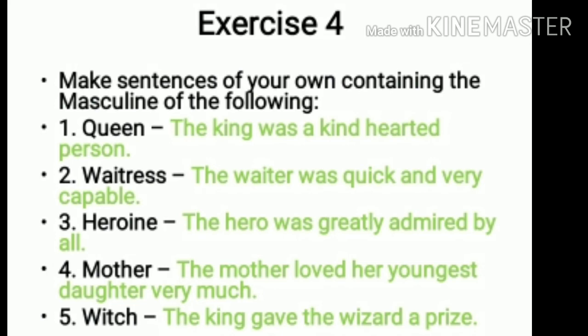So the opposite gender we have to write. Heroine is given, so we make a sentence with hero. Fourth is mother. Now we make a sentence with father. So it will become: the father loved her youngest daughter very much. I have by mistake written mother, but it will be father. The fifth one, witch. So it will be: the king gave the wizard a prize.